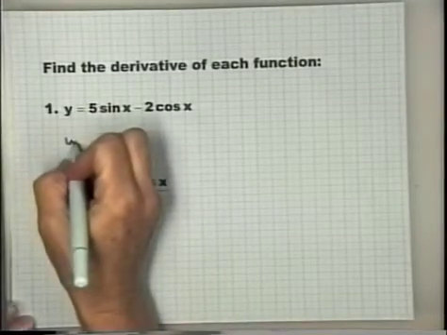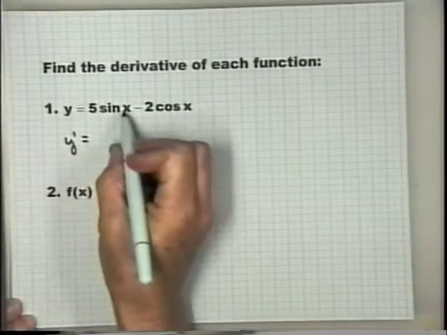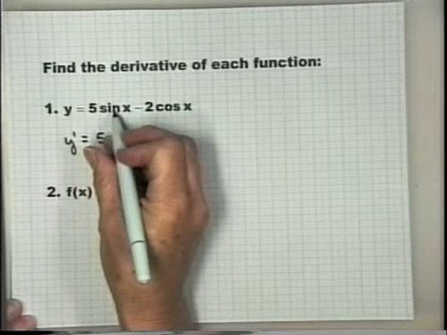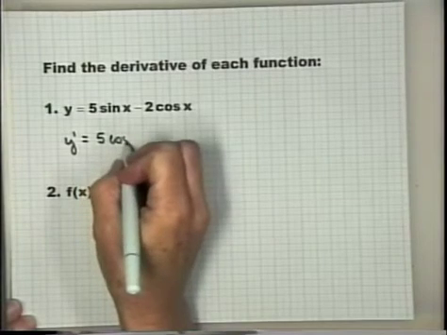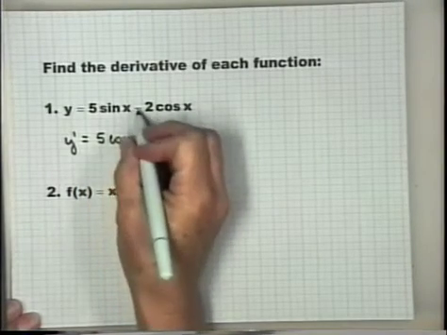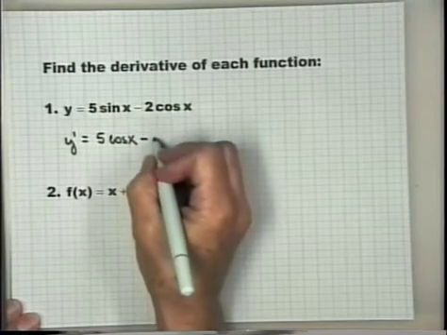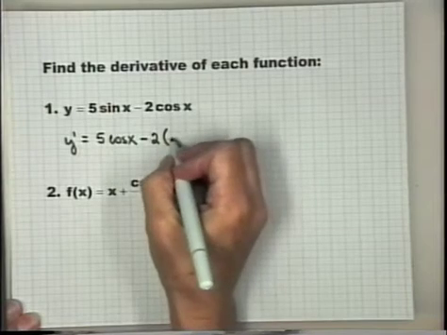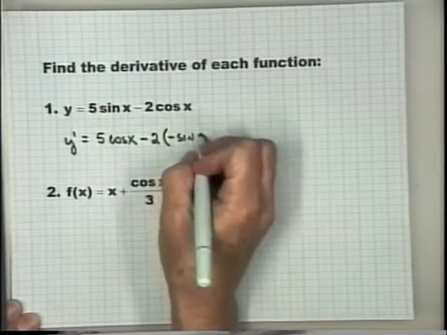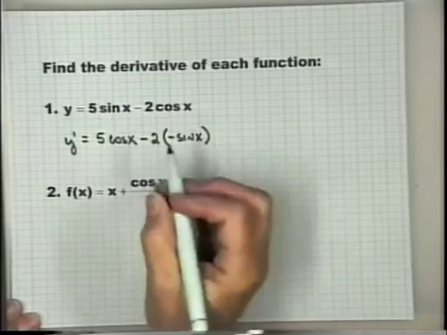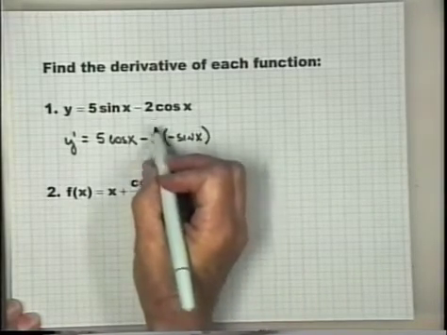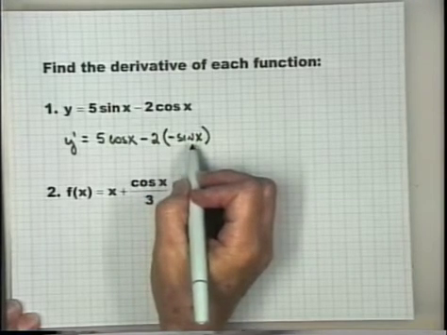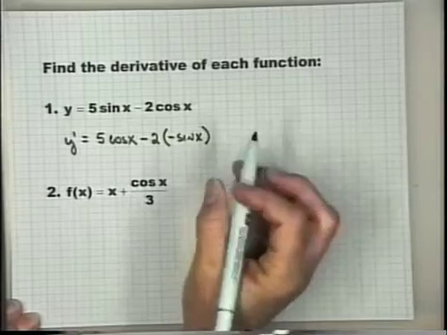Okay, so let's get y prime here. I have a constant times sine x, so I'm going to bring that constant down and multiply times the derivative of this sine x. Well, the derivative of sine x is cosine x. Subtract, I have a constant times this function. I'm going to bring the constant down, times the derivative of this function. The derivative of cosine is negative sine x. Now, I caution you, be sure and use these parentheses to indicate that you're multiplying the constant times the derivative of the function. Otherwise, this looks like minus 2 subtract sine x, which is incorrect.